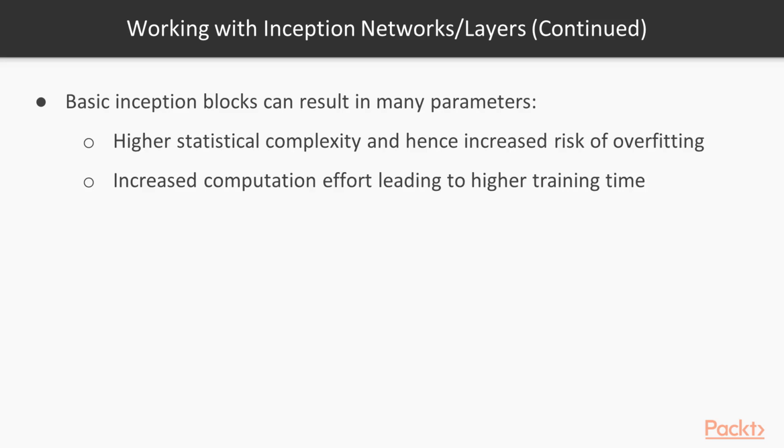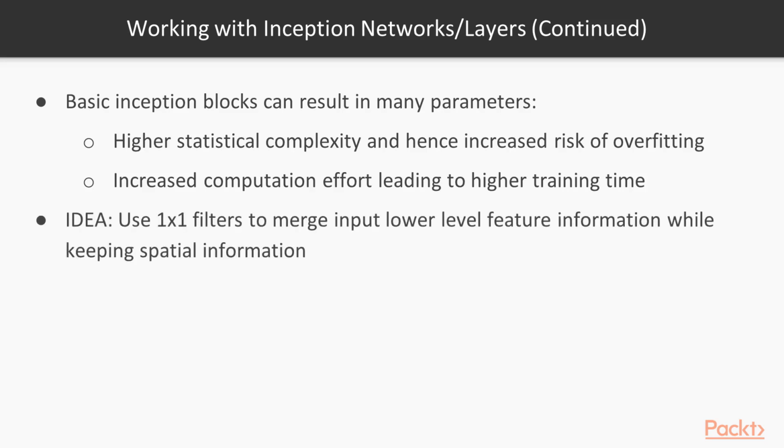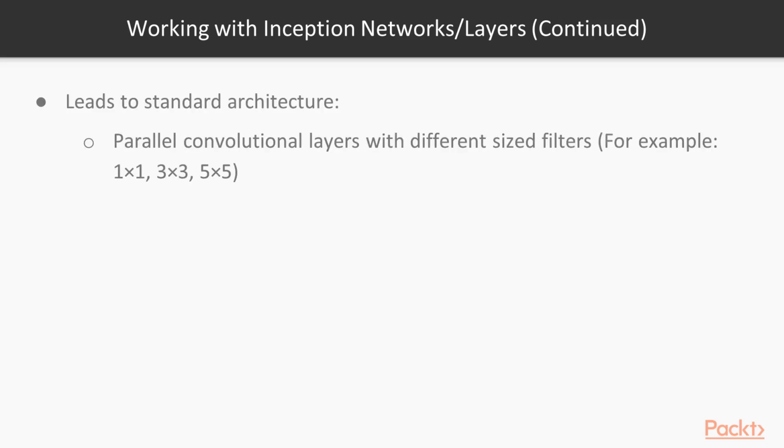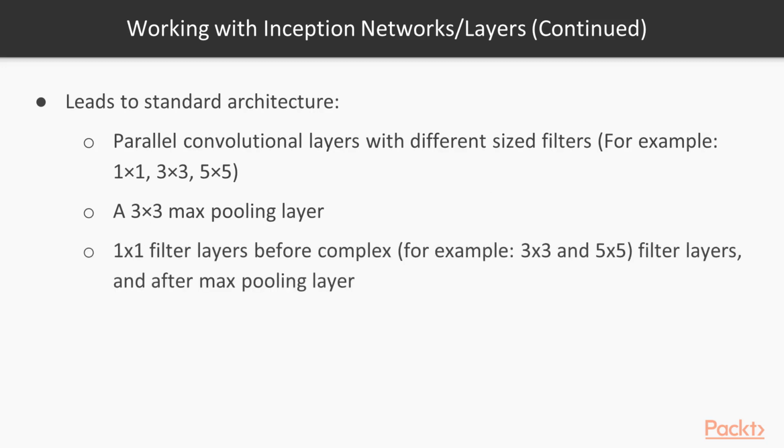So the standard Inception block actually adds another component to what we've just looked at, and this is to use 1x1 filters, 1x1 convolutions, to merge input into the Inception block for the more computationally costly convolutions inside the block. So the standard Inception block will have 3 parallel convolutions and 1 max pooling layer, but before the more complex filters, say the 3x3 and the 5x5, we'll have a 1x1 filter layer, a 1x1 convolution layer.